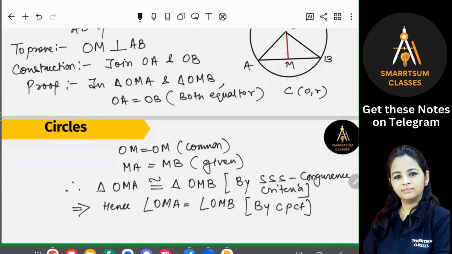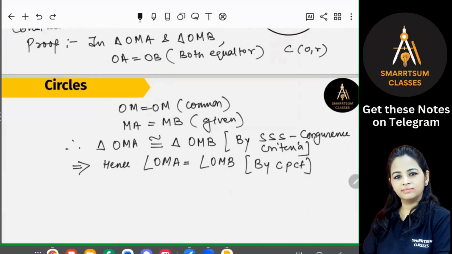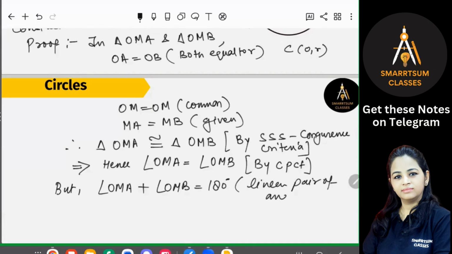As you can see, in these two triangles, these angles are a linear pair of angles, because AB is the chord, which is a straight line. So these two angles are making a linear pair whose sum is 180 degrees. So we can write down angle OMA plus angle OMB is equal to 180 degrees. These are a linear pair of angles. This theorem we have already done in lines and angles.